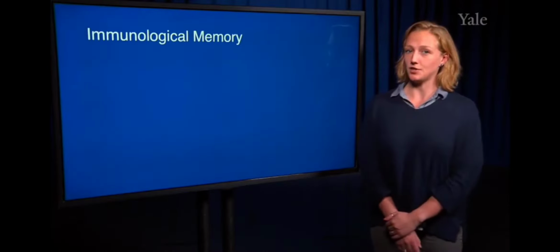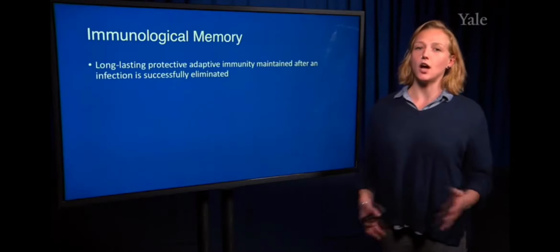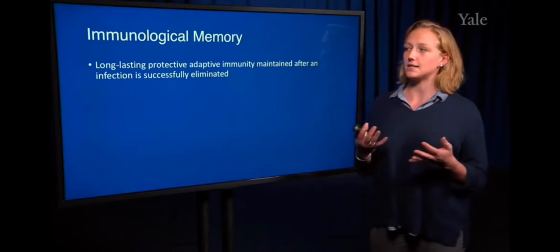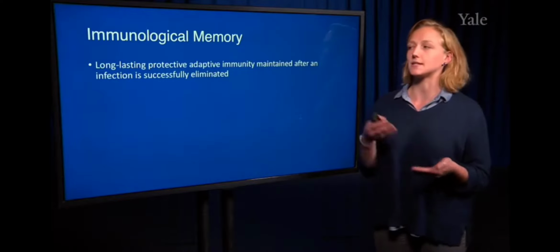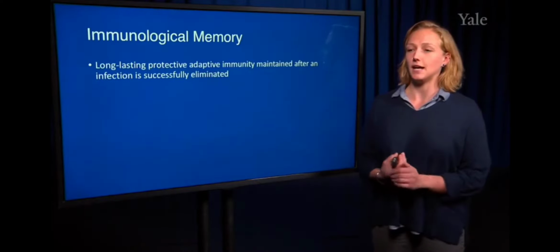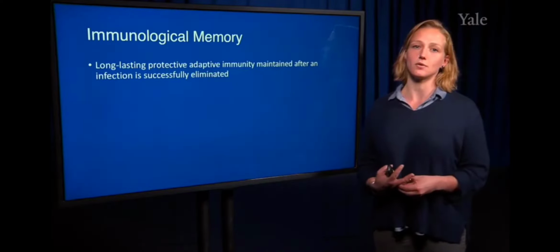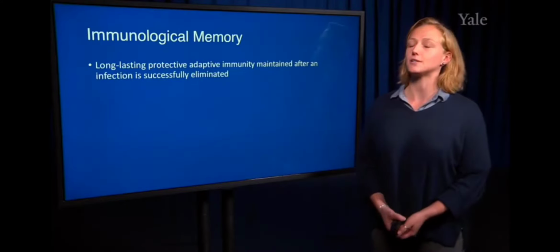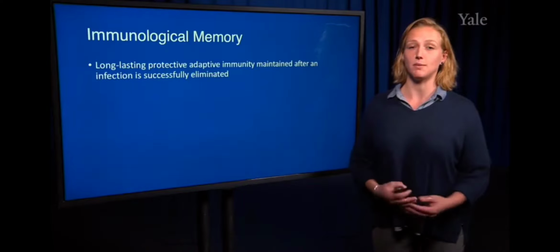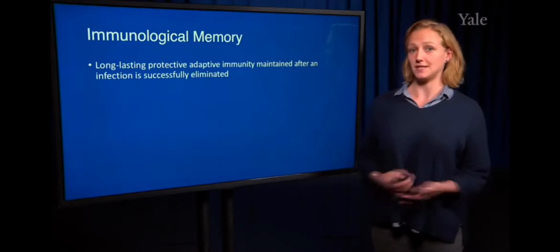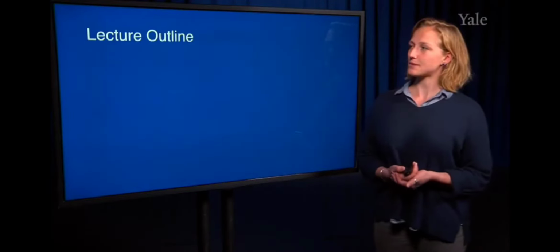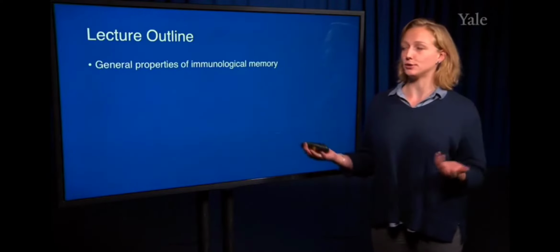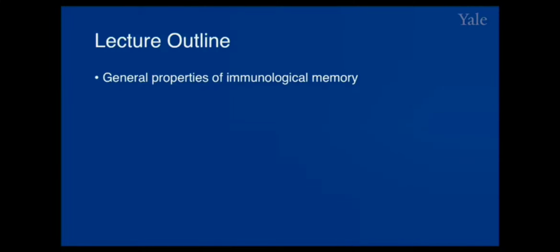Immunological memory is a very long-lasting protective adaptive immune mechanism that's maintained after an infection is successfully eliminated. This is really critical so that our bodies are able to very quickly and rapidly respond to infections that we might get season after season, such as flu. So today we're going to be going over very general principles of immunological memory.